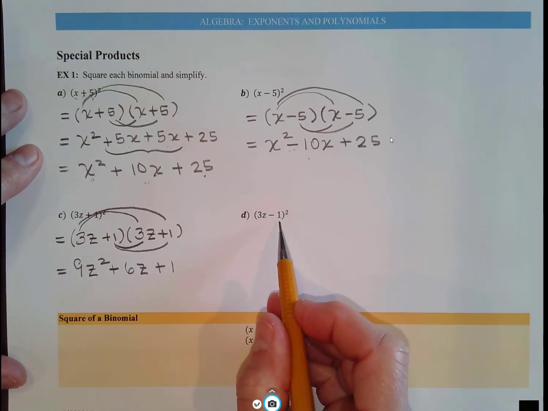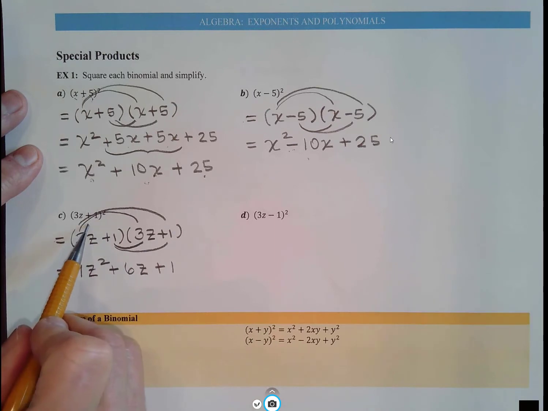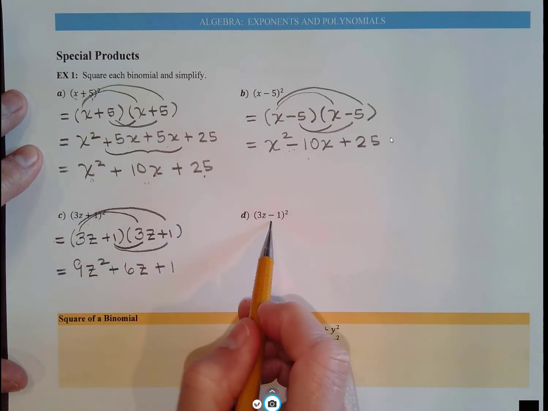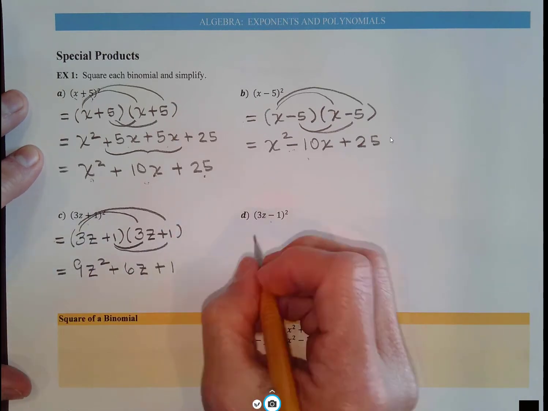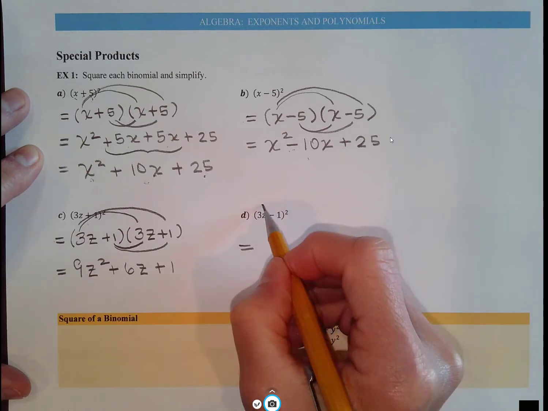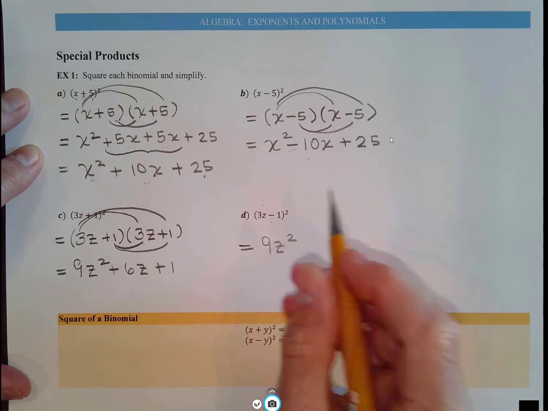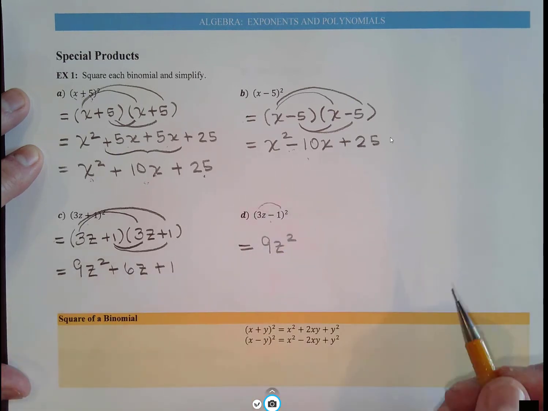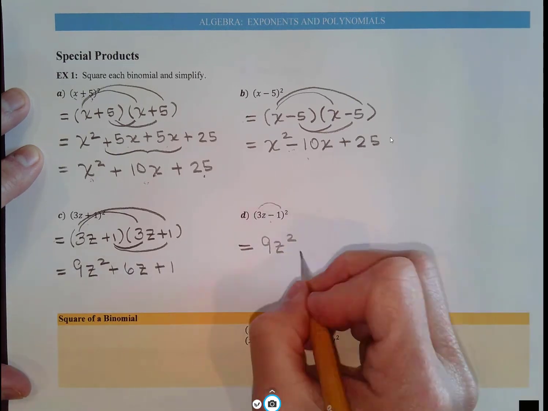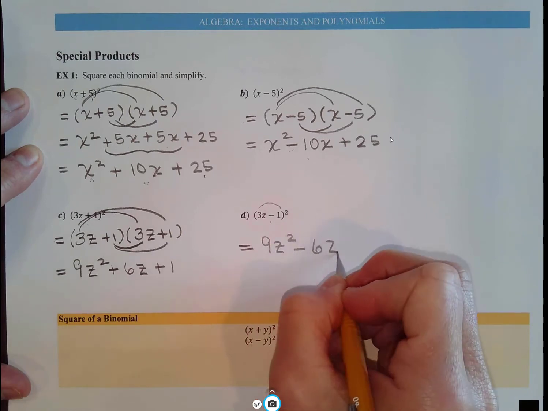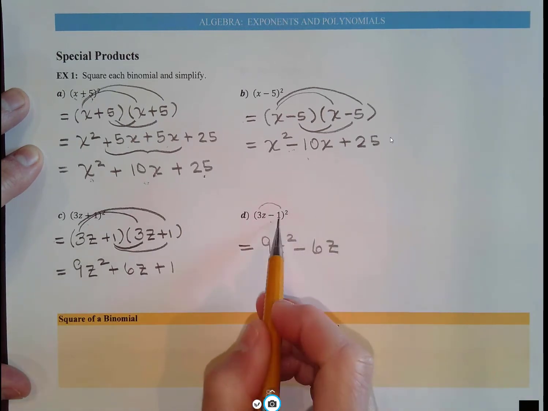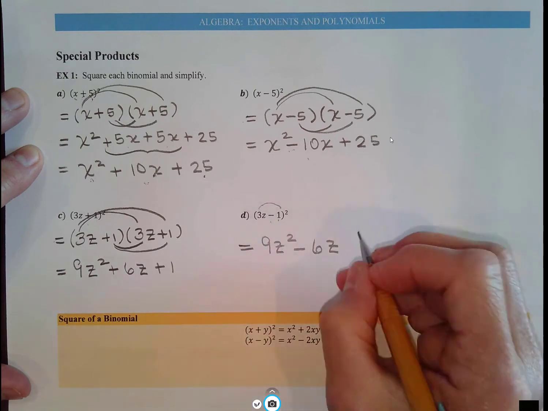Now in looking at part D and comparing to part C, it's the same except for a minus symbol, correct? So we know what this is going to look like, don't we? 3z times itself is 9z squared. Our inner and outer products are both minus 3z, and they combine to minus 6z. And lastly, negative 1 times negative 1 is positive 1.